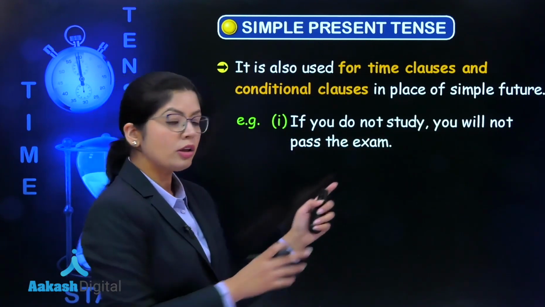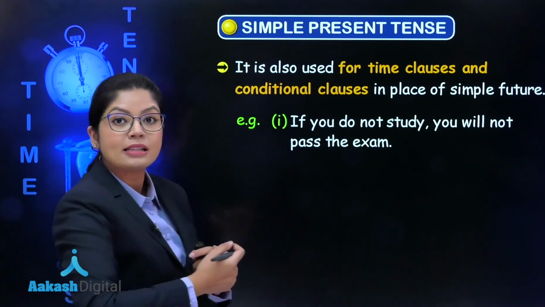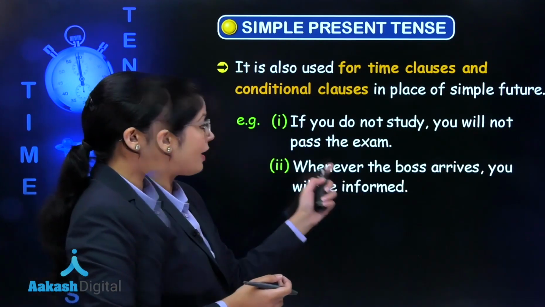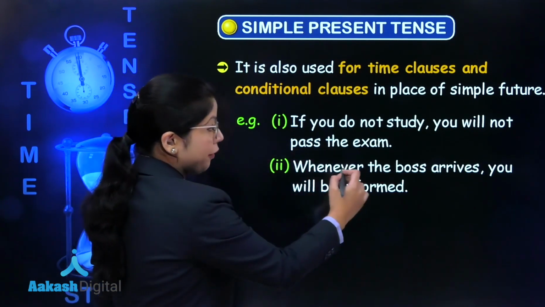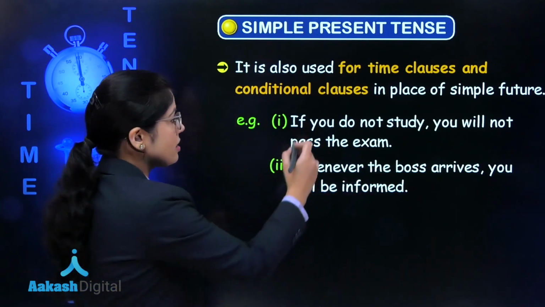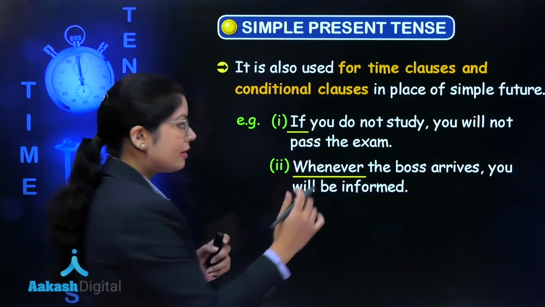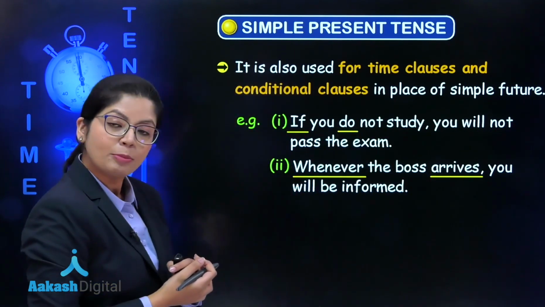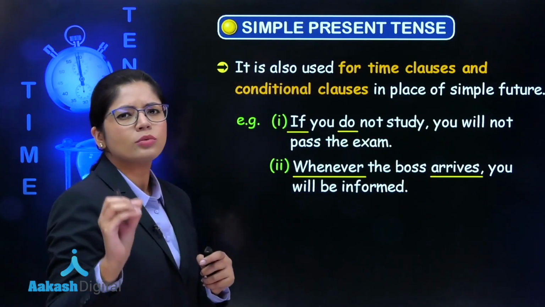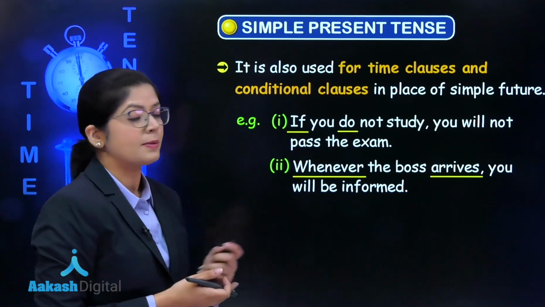This part is future, but this part of the condition carries simple present tense. Similarly, whenever the boss arrives, you will be informed. If I notice the construction of the sentence, both if and whenever are conditions, and therefore the structure of the sentence carries simple present tense. These are tiny clues that will actually help you remember the usage of simple present tense.